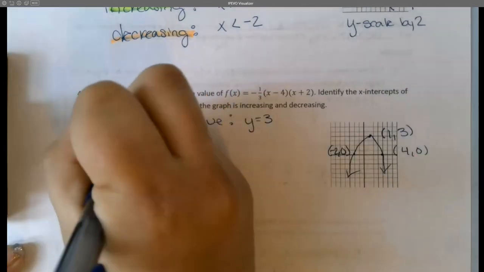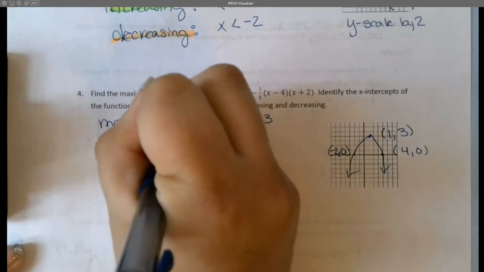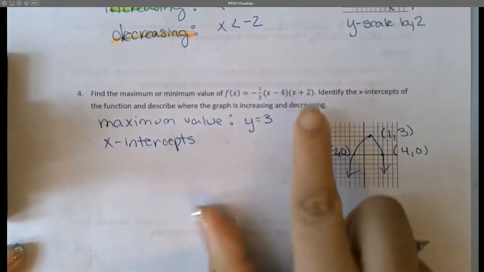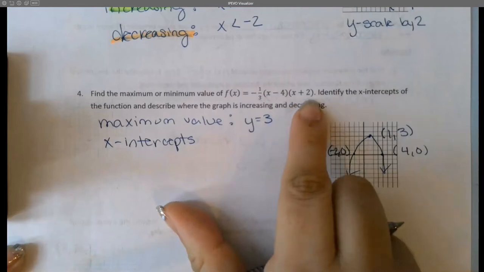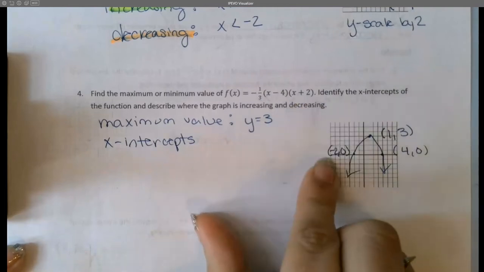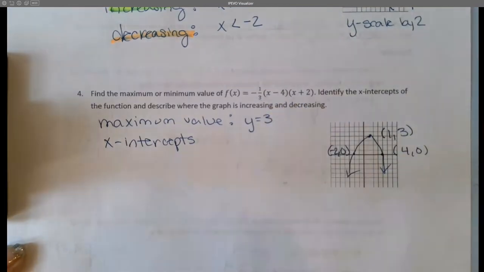Then it asks for the x-intercepts. Notice those are opposite the values inside parentheses. So instead of having a +2, I have a -2. Instead of having a -4, I have a +4.